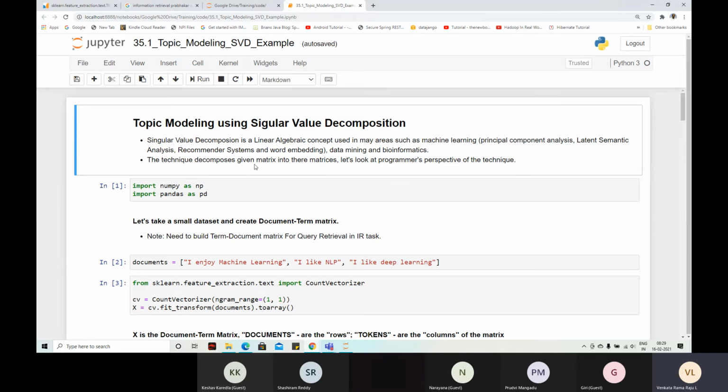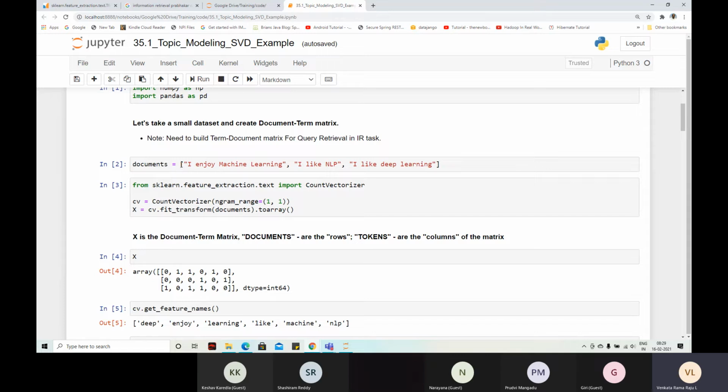The technique decomposes a given matrix into 3 matrices. How it does it, we'll see in a moment. Suppose I have 3 documents here. I'm saying document, but it's a sentence. I have taken a simple example to understand the concept, and tomorrow I'll show it on a bigger data set. The documents are: I enjoy machine learning. I like NLP. I like deep learning. Basically, it is talking about machine learning, NLP, and deep learning. So when you do topic modeling, it should output machine learning, NLP, and deep learning. Let's see whether it does it or not.